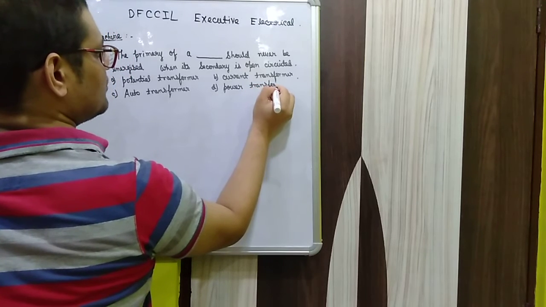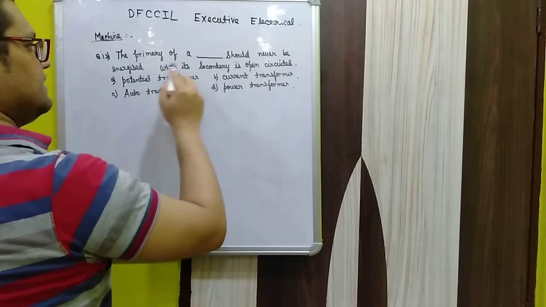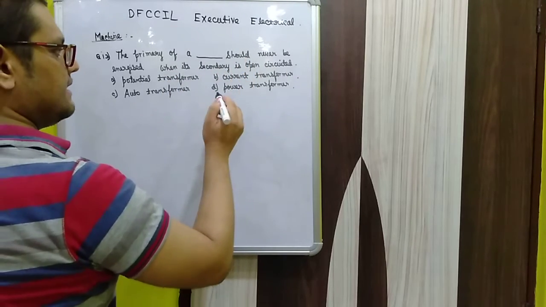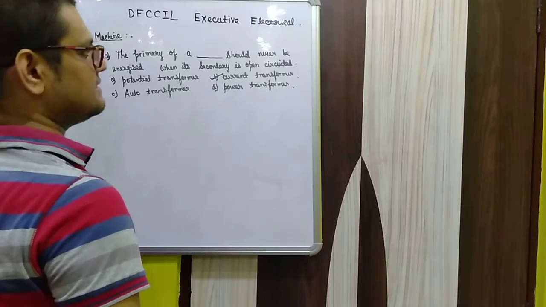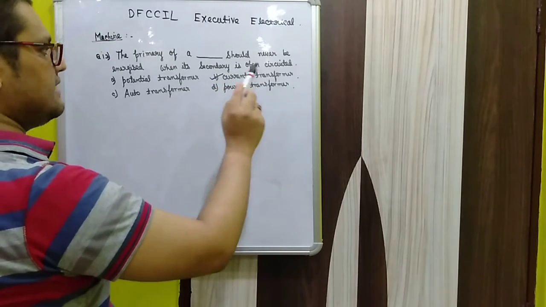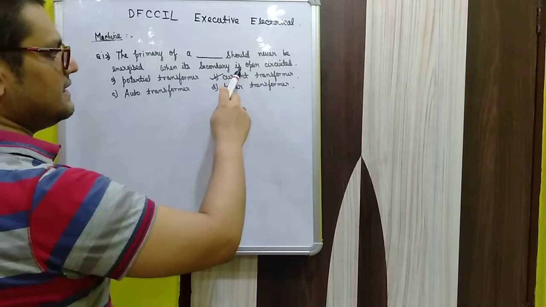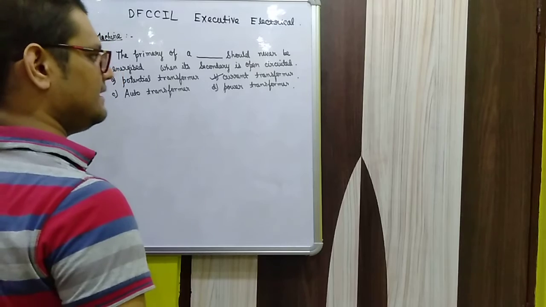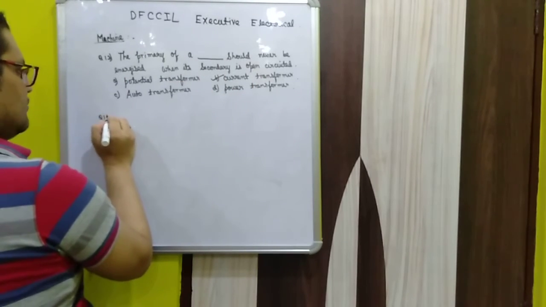If this type of question comes in the exam, that the primary of a transformer should never be energized when the secondary is open circuited, option B, the current transformer, will be the correct answer, because only in the case of a current transformer should the primary winding never be energized when the secondary is open circuited. I think this question is clear to you now. Now I'm going to proceed with question number 14.